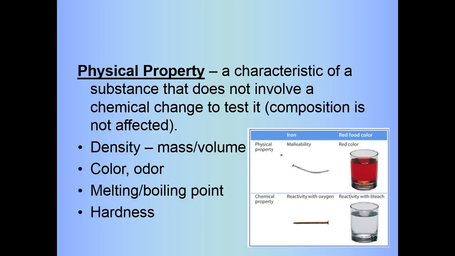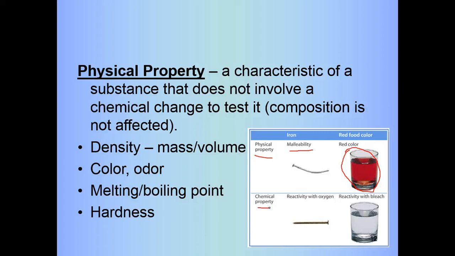So here are some examples. We've got this nail here. Malleability is an example of a physical property, because I can test it. We'll define malleability later on in the year, but it's the ability to reshape something. I bent the nail, but it's still a nail made out of iron, and I did not change the fact that it's an iron nail by bending it. So that's why that's a physical property. We've got this cup containing red food coloring. I can observe that it's red without changing the chemical composition. So that would be considered a physical property because of that.